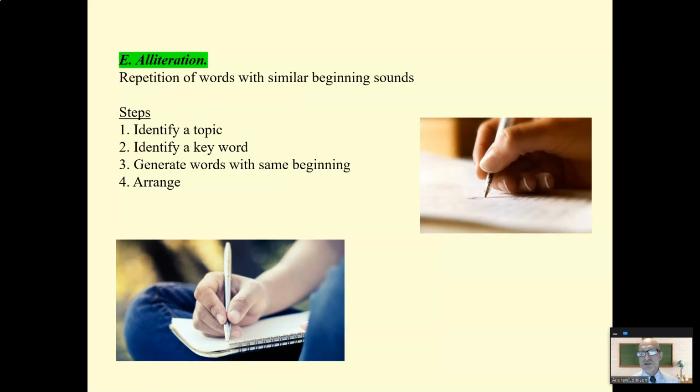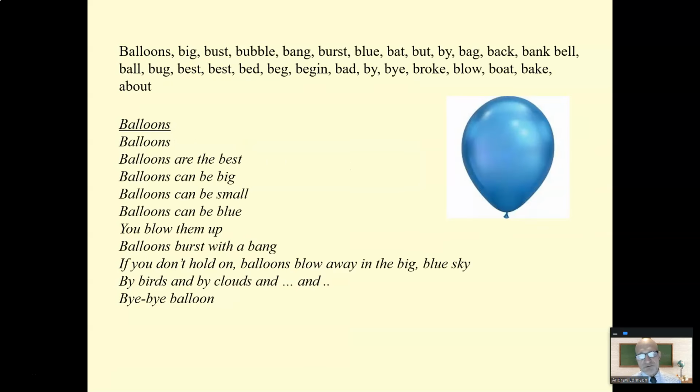Alliteration is a repetition of words with similar beginning sounds. One way to do this is to identify a topic and a keyword and then generate a bunch of words with the same beginning, and then you can arrange them. For instance, we were looking at balloons. Balloons, big bust. Balloons are the best. Balloons can be big. Balloons can be small. Balloons can be blue. You blow them up. Balloons burst with a bang. If you don't hold on, balloons blow away in the big blue sky. Bye birds and bye clouds and bye balloon.